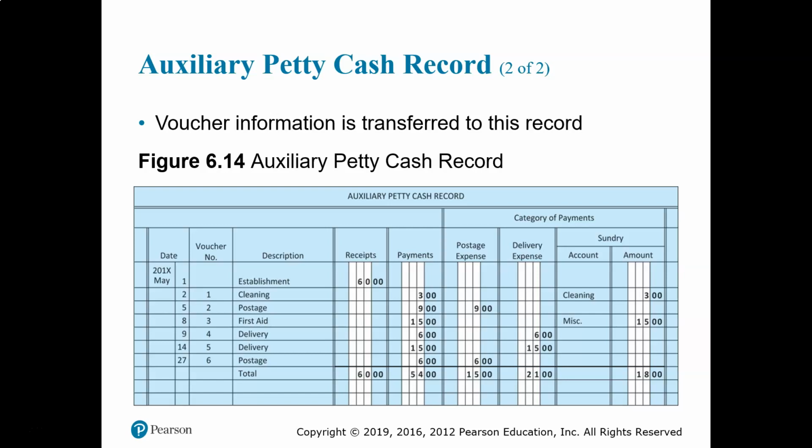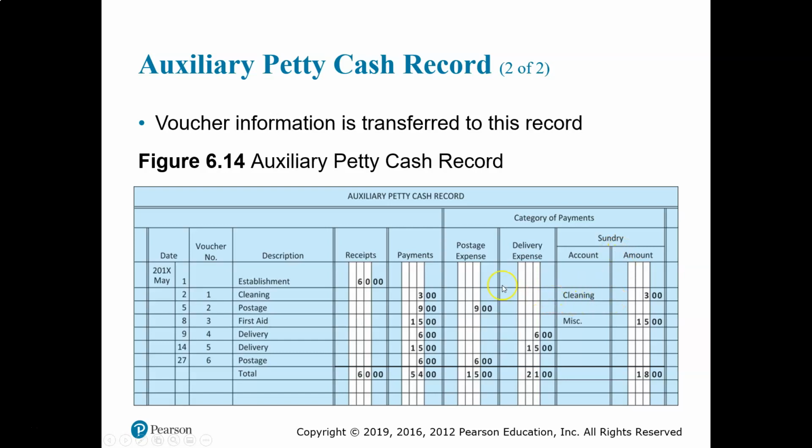First, we record in our auxiliary petty cash record. You have the establishment of your account, $60 cash received. Then you record all the different vouchers: first aid, postage, cleaning, all the different payments made out of that petty cash box. Then you have columns specifically designed for postage, because that's the most common one, or a delivery expense.